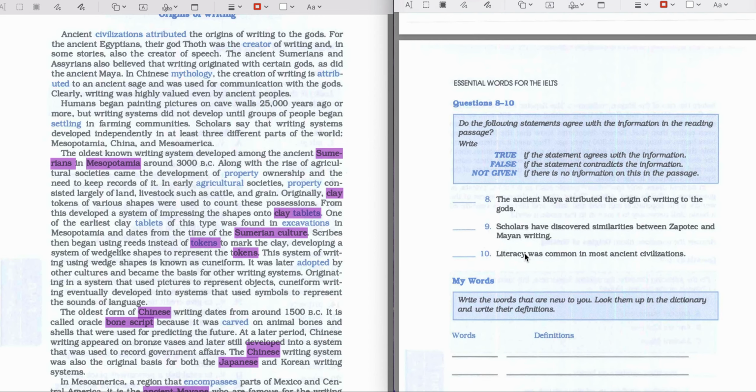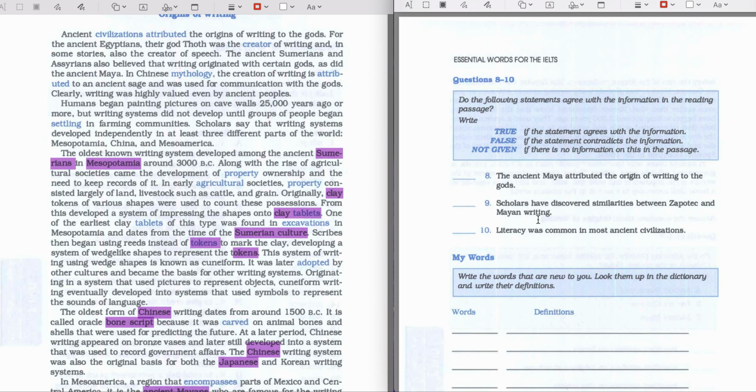So further we have questions. These tasks are really tricky. You have to read very carefully. Do the following statements agree with the information in the reading passage? Write true, false, or not given. So the ancient Maya attributes the origins of writing to the gods. Okay, so it's about Maya, and the origins of writing, they just attributed to gods.